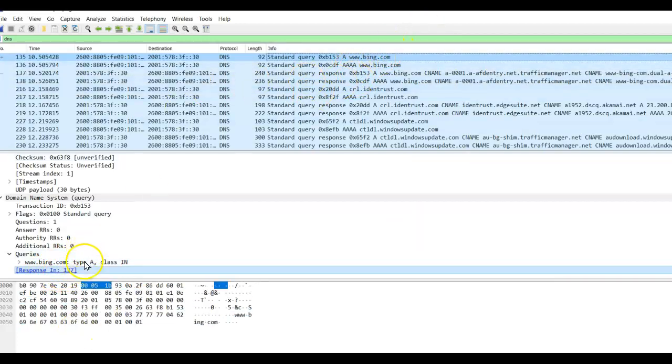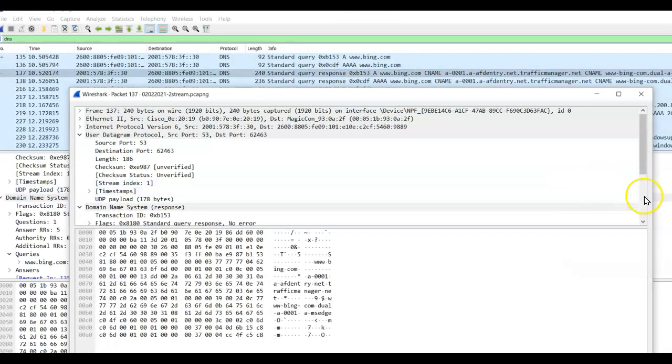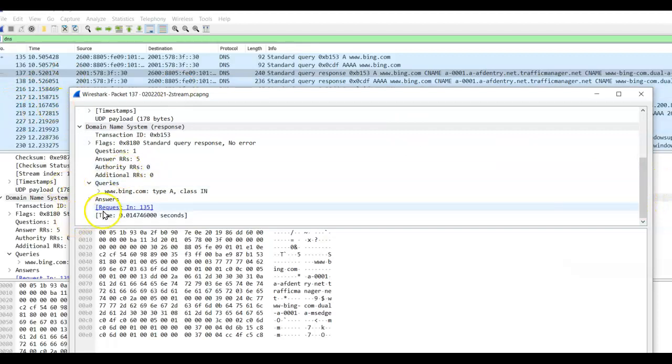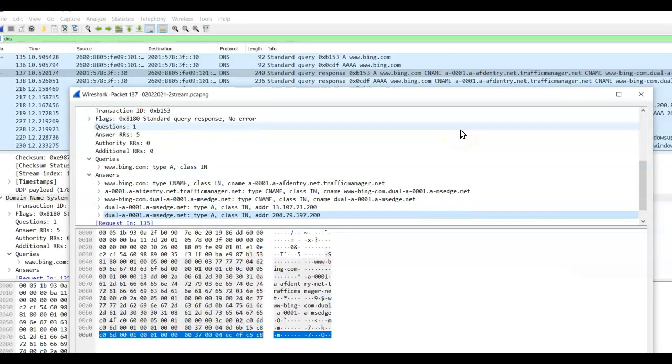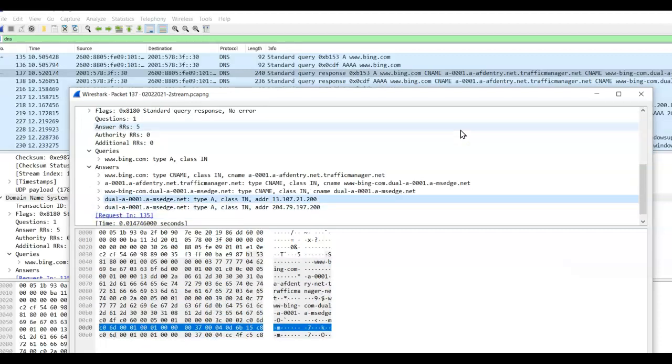Now let's look at that answer. That's in frame 137. So again, I've got an answer. The answers, I have to click here to get them. Well, I'm getting several answers. I'm getting an address. I'm getting some other things called CNAME and all kinds of other setups here. But you'll notice that the address is IPv4. And notice it says it's type A.